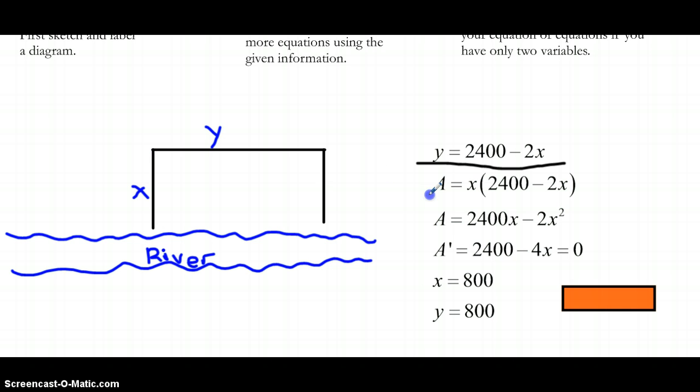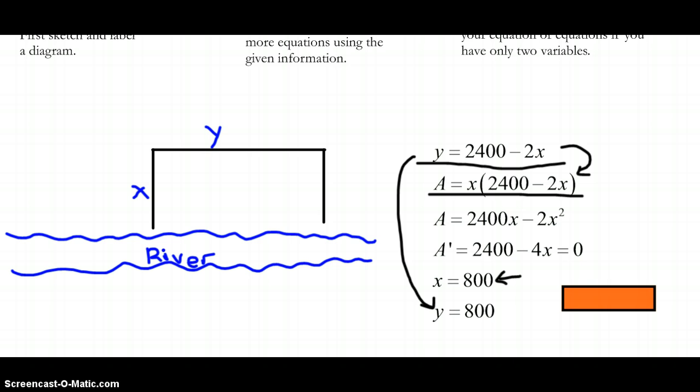And I have an equation for area, again, based on my labels for the diagram, and I substituted in for y here. Multiplied it out, found its derivative, found where the derivative is 0, because that's going to give me a critical point. That critical point happens when x is 800. Solving for y using the perimeter equation, I get that y is also 800.